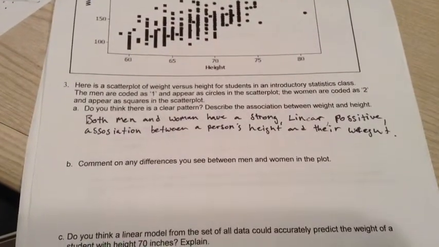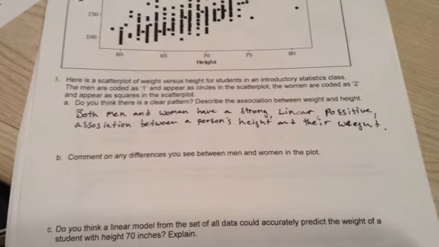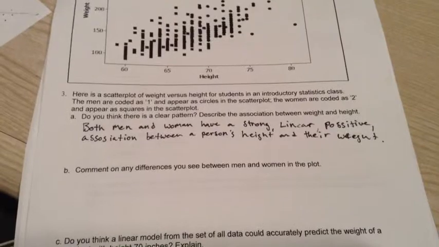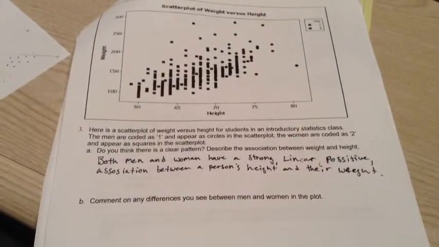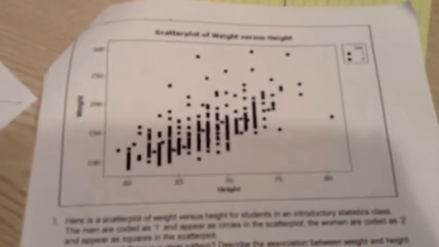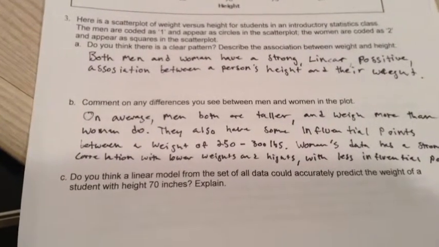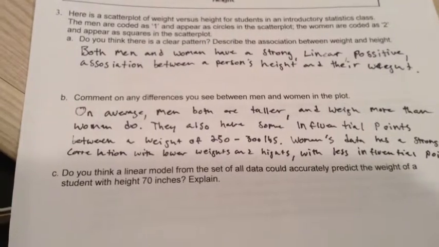So for A, I would say that both men and women have a strong linear positive association between a person's height and their weight. Therefore, as a person's height increases, so does their weight. Now, once again, pause the video and comment on any differences you see between men and women in the plot.